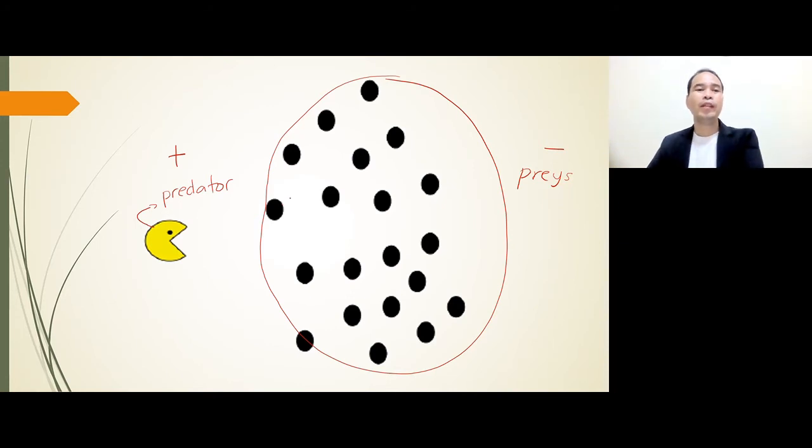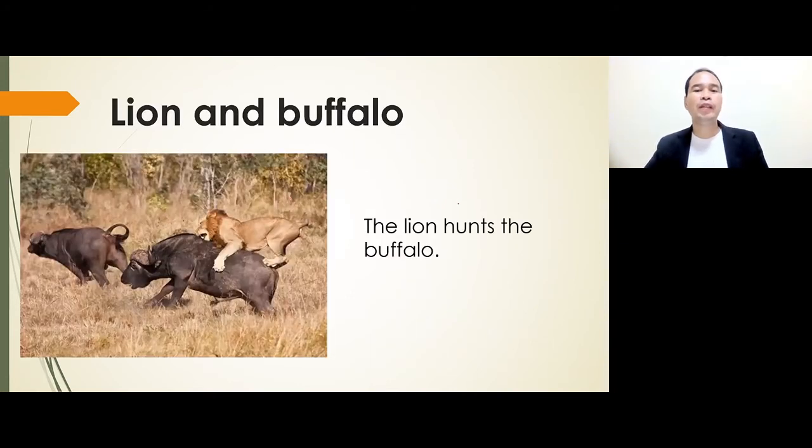Okay, so let's try to look at the example here. You have here the lion hunts the buffalo. The lion in this case is happy because the lion will have his very abundant meal. The lion will have a feast after it kills this buffalo. However, for this buffalo, it will be dead for sure after being hunted by the lion.